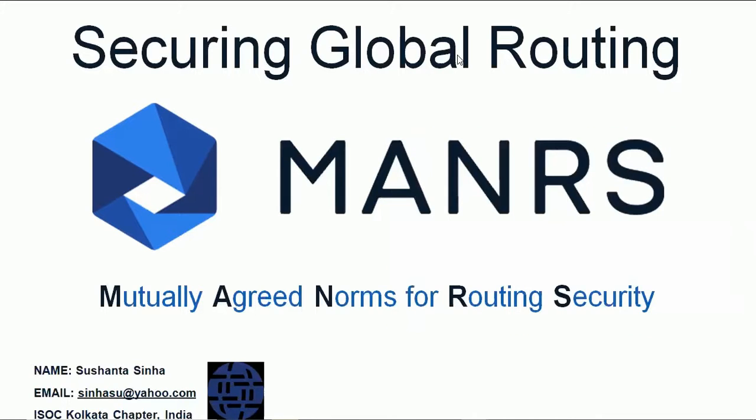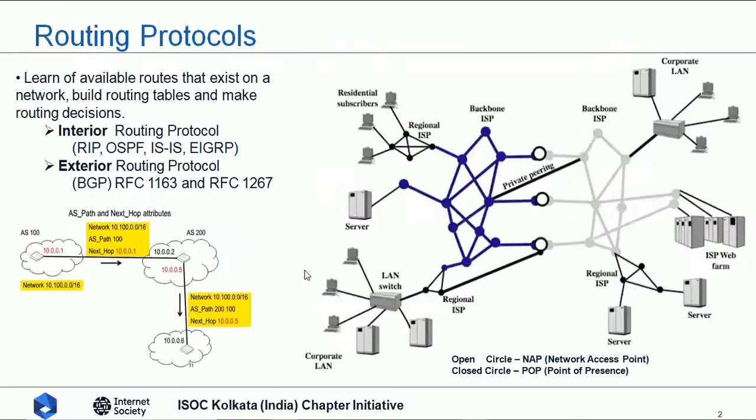Now, before we talk about MANRAS, mutually agreed norms for routing security, we first understand what is routing protocol, right? So as you see in the figure, this is how your internet architecture looks like. This is how you connect from your home computer or your office LAN to access web resources across the internet. Okay, so this is how you connect from your residential subscribers, from your office LAN to the backbone ISP, right?